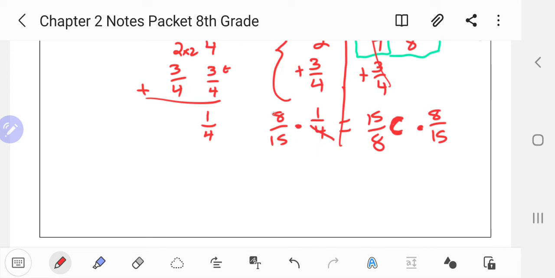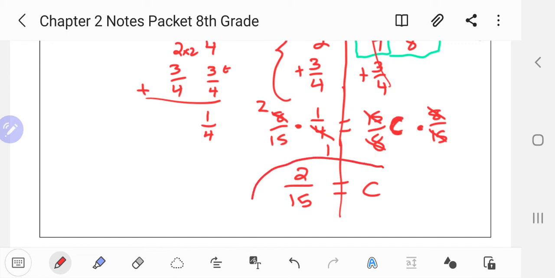Cross simplify, because 8 and 4 have a common factor. 4 goes into 4 once, 4 goes into 8 twice. Now we bring down what's left, because we know that reciprocals multiply to equal 1, so we get 1C. We don't need the 1 because it's understood that it's right there in front of that C. And on the other side, we multiply the numerators and get 2, multiply the denominators and get 15. There we have it, our answer for that long one.